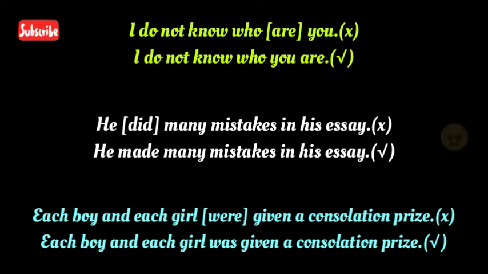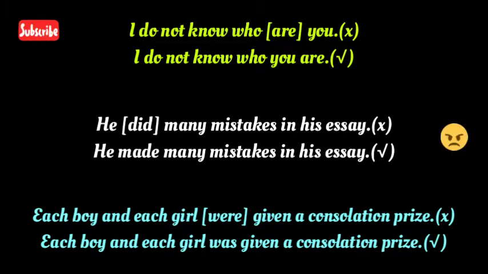In the next example, "he did many mistakes in his essay." The use of the verb "did" with "mistakes" is incorrect. Instead of "did," we should use the verb "made" or "committed" with the noun "mistakes" here. So, "he made many mistakes in his essay" is the correct sentence.